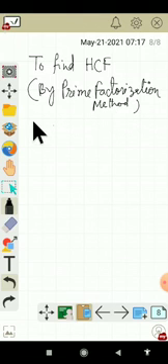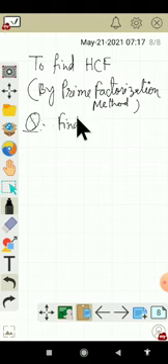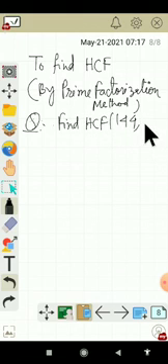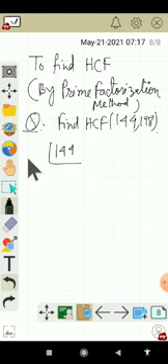So how do you find out HCF by prime factorization method? Suppose the question is: find the HCF of 144 and 198. Now this one we have to do by the prime factorization method. So we will factorize 144 first and express it in prime factorization.